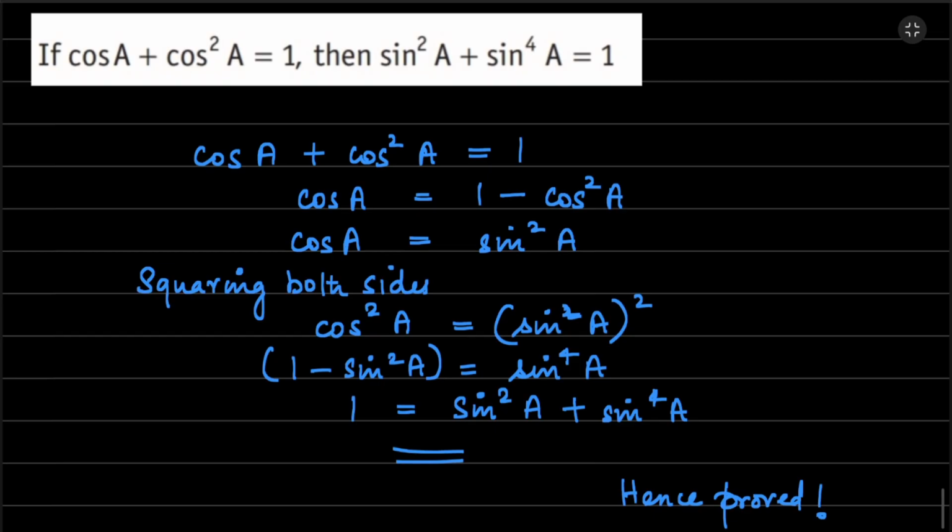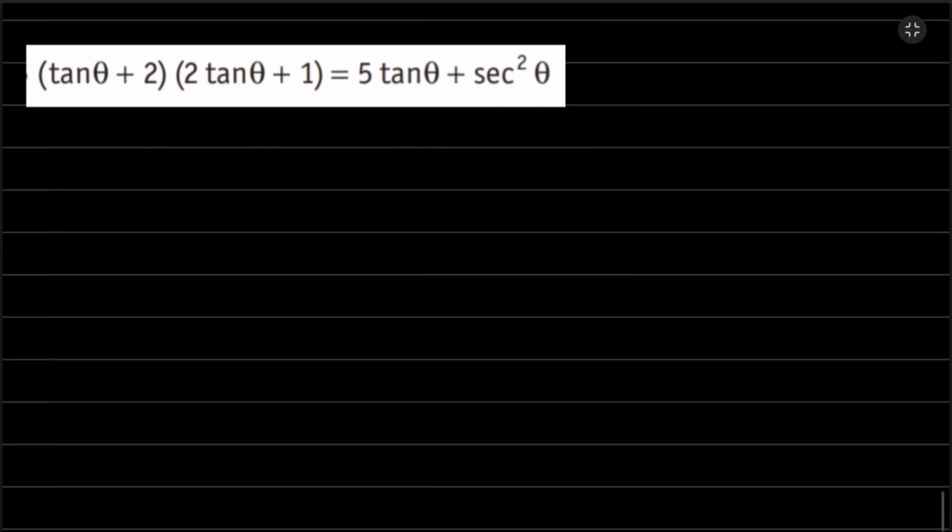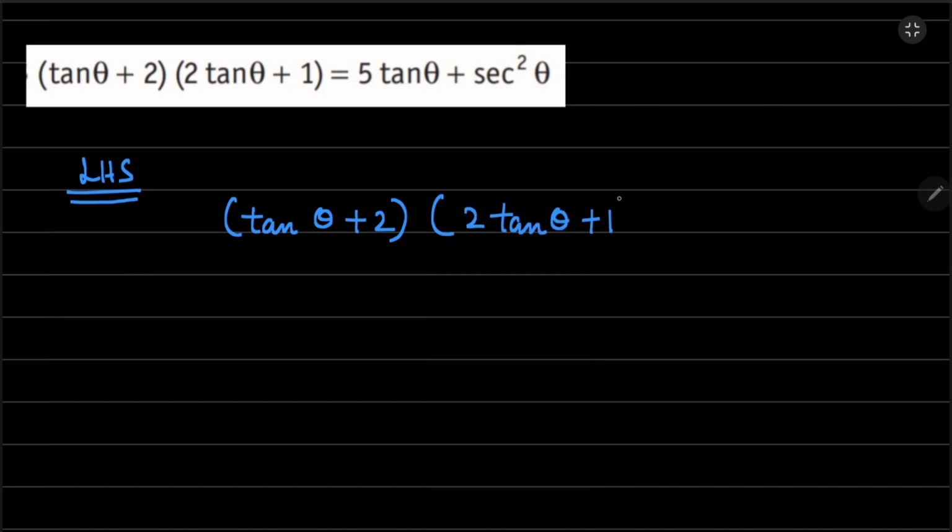Let us move on to the fourth question. You have to prove that tan theta plus 2 multiplied by 2 tan theta plus 1 is equal to 2 secant square theta plus 5 tan theta. Let us take the LHS. Just multiply the two expressions. So let me write what is given. Tan theta plus 2 multiplied by 2 tan theta plus 1.